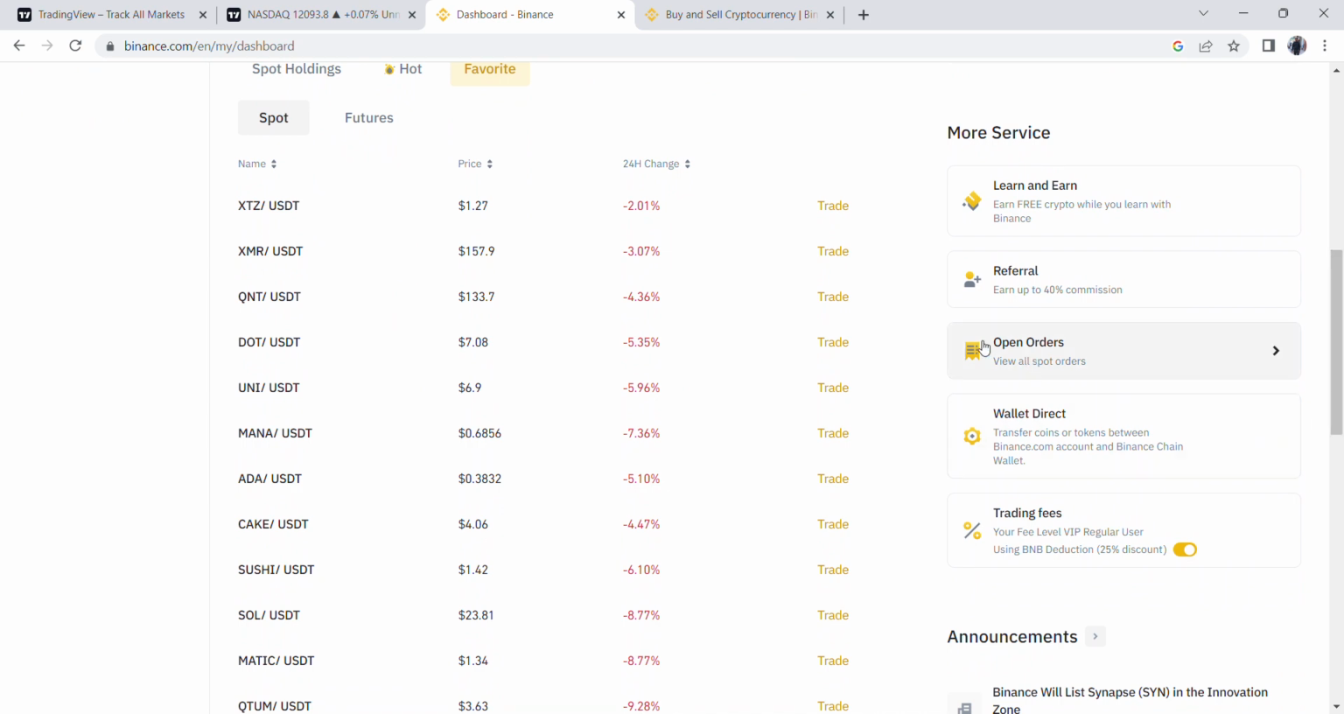As you can see, there are more services on the other side. Learn more about crypto. You can click there, and while you learn, you get paid. They pay you to learn. That's Binance. They're growing the crypto community and making it something else.